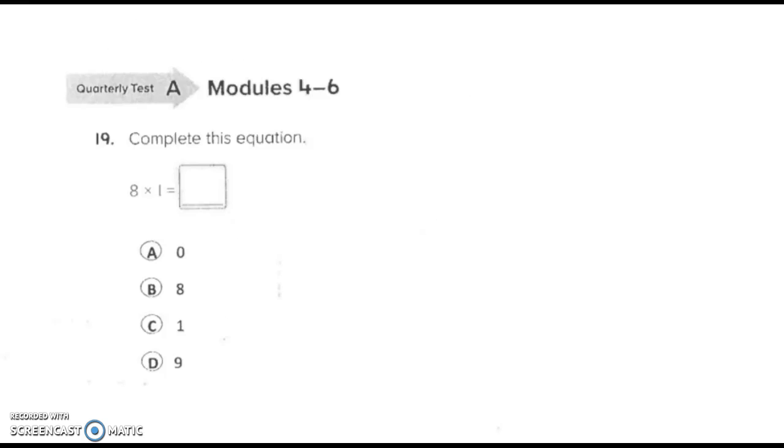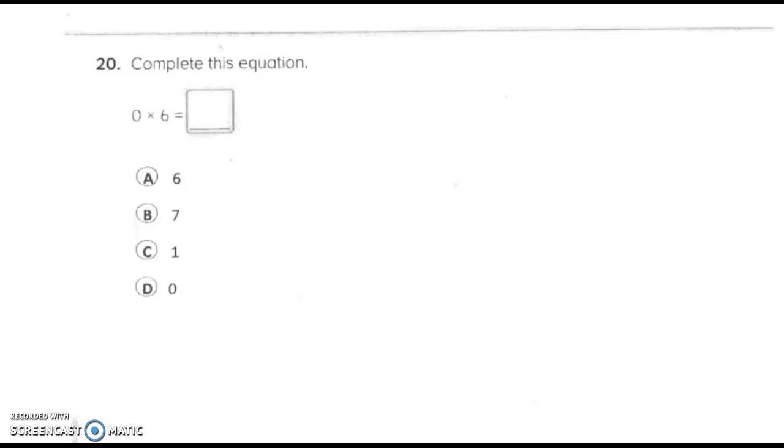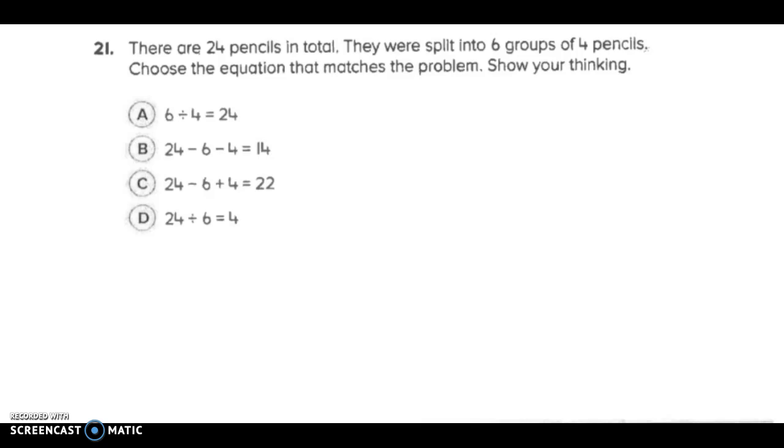Number 19. Complete this equation. 8 times 1 equals A. 0. B. 8. C. 1. D. 9. Number 20. Complete this equation. 0 times 6 equals A. 6. B. 7. C. 1. D. 0.